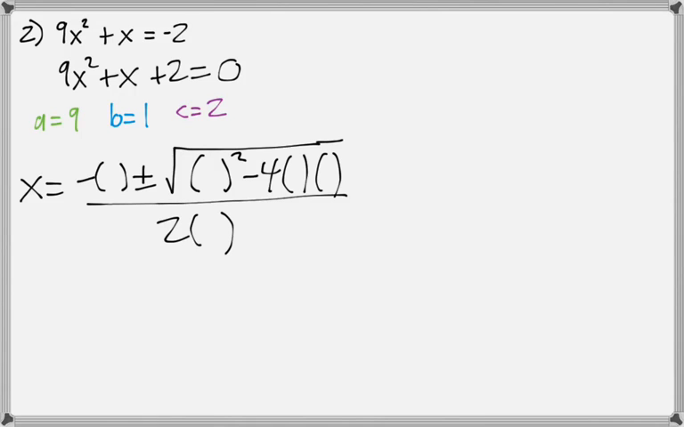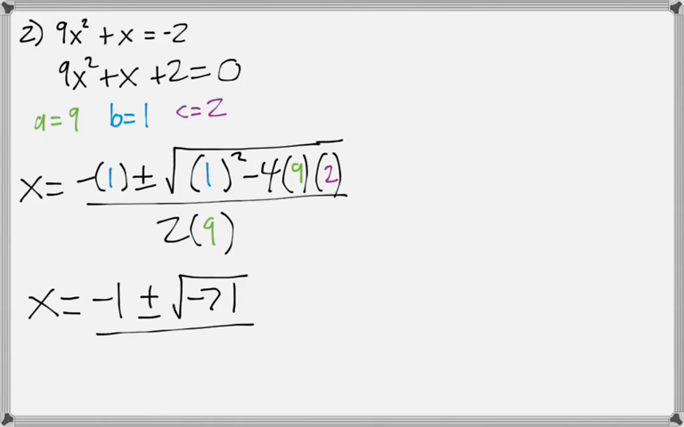Okay, so a is going to go here and here. B is going to go here and here. And C is going to go here. So I want to now simplify this. -1 plus or minus square root of, and I like to type in that inside. And we get -71. And this is all over 18.